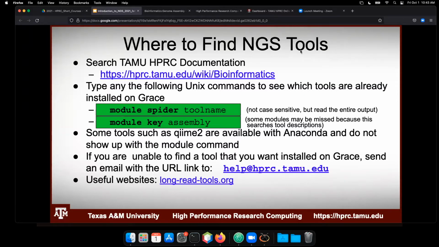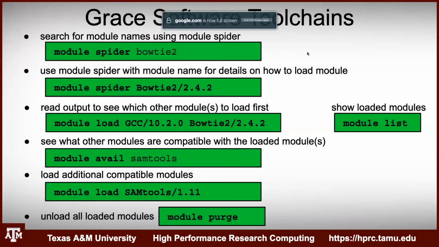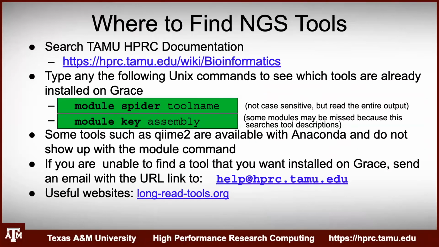All right. So some tools are not available, or don't show up with the module command. So QIIME 2, that's available with Anaconda and won't come up, but it is there. So if you are unable to find the tool that you want to use and you want it installed on Grace, you can just send an email, and Michael can typically have that installed fairly quickly. He's really responsive. He's a great team member at HPRC.